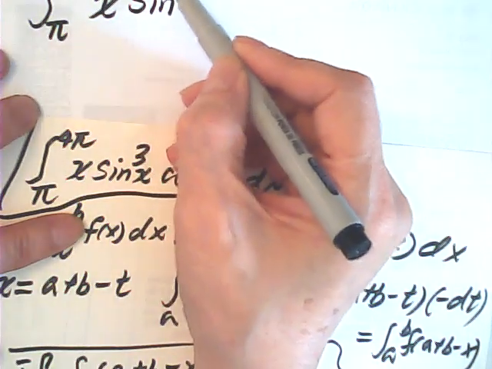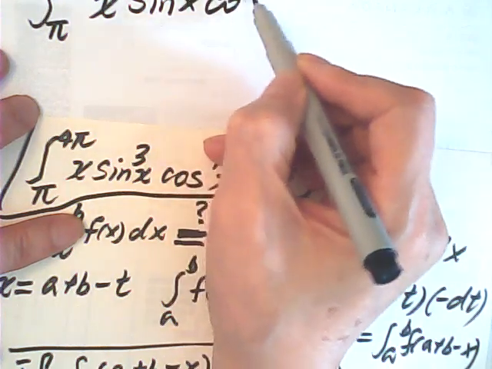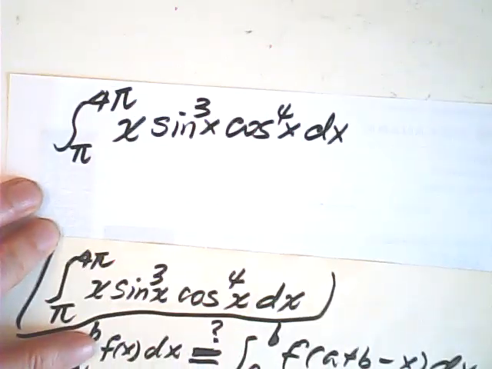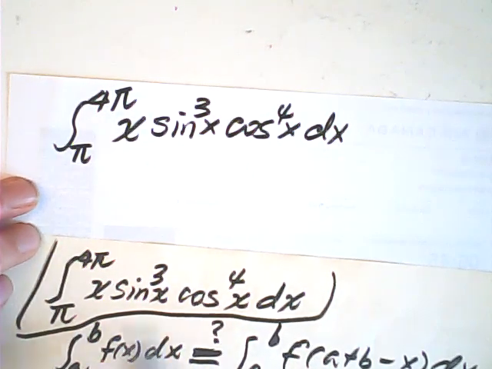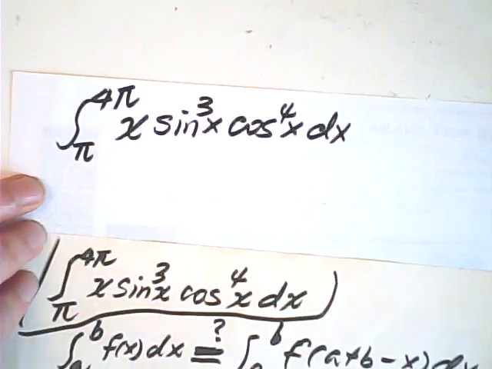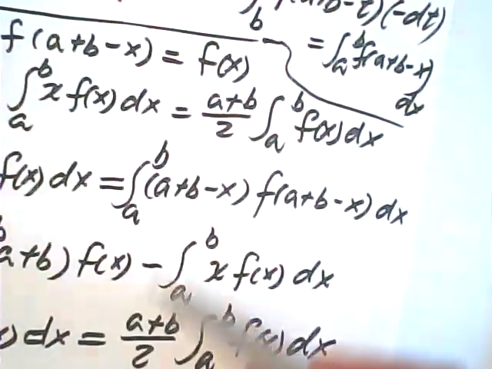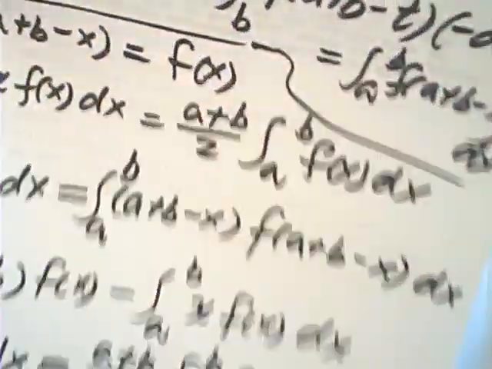sine cube of x cosine 4th x dx. Okay, that is the integral in the beginning that I want to do after introducing these two properties. Okay, all right.